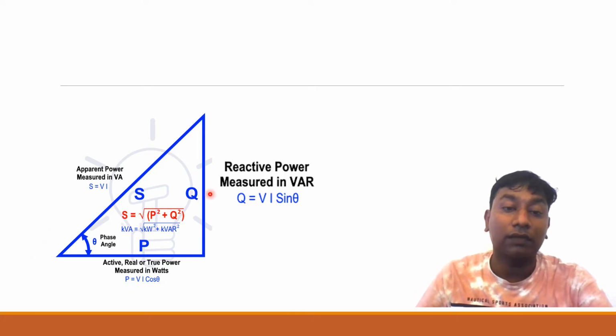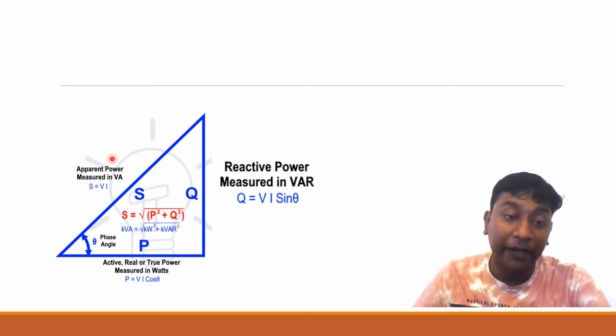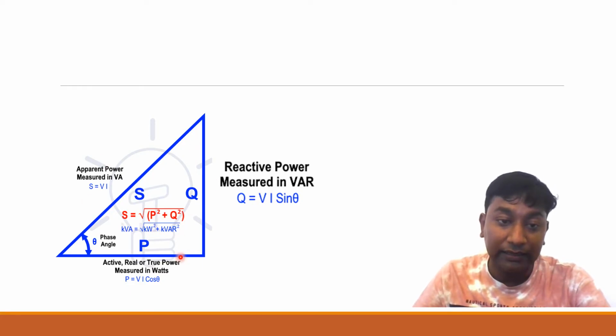Now if you observe the power triangle, you can see that there is a certain relation. Apparent power is measured in volt ampere, reactive power in volt ampere reactive, and active or real or true power in watts. There is a vector relation. That is not the algebraic sum of P and Q, but a vector sum: S equals root over P square plus Q square. This trigonometric relation is called the power triangle.